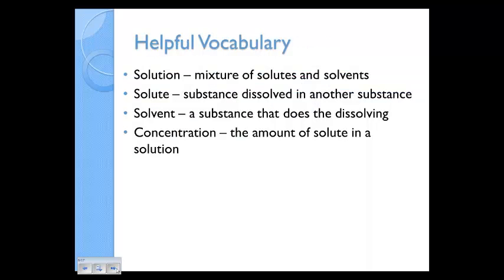You do not have to copy this down, but this is some helpful vocabulary that you will need to know in this unit. A solution is a mixture of solutes and solvents. The solute is a substance that is dissolved in another substance, such as salt. The solvent is a substance that does the dissolving, such as water. And a concentration is referred to the amount of solute in the solution.